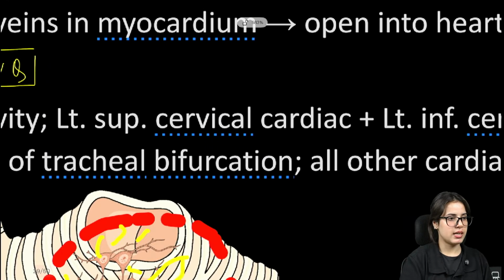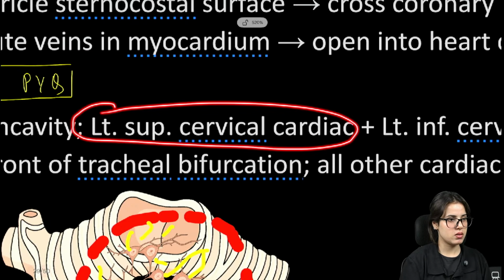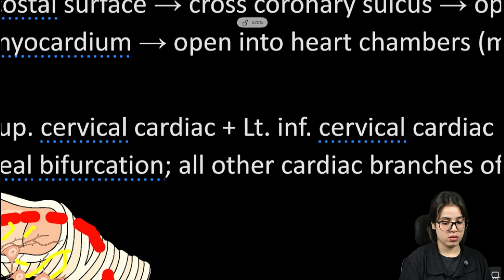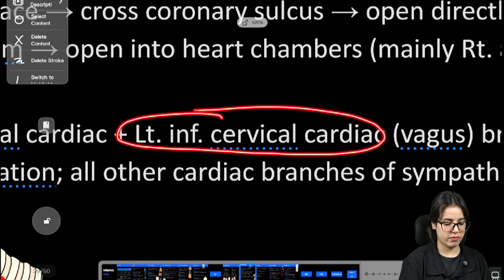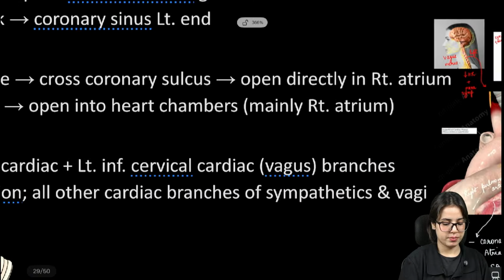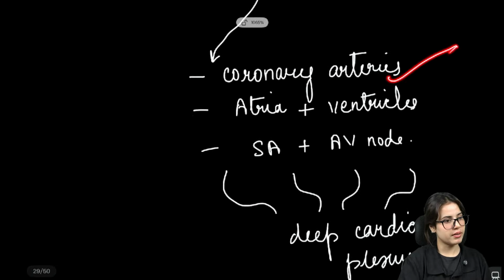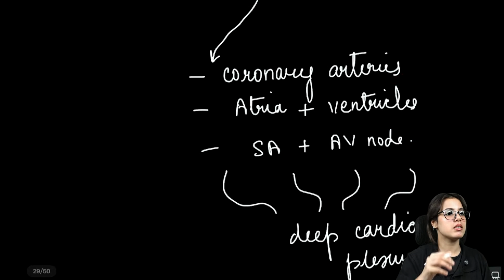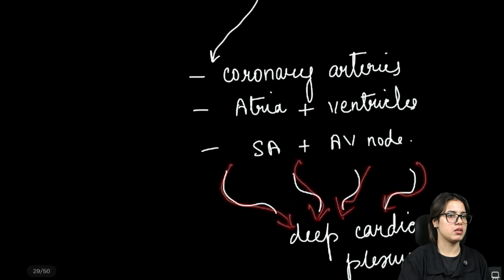So we have written exactly what's written in the diagram. Left superior cervical cardiac ganglion, and left inferior cardiac branch of the vagus nerve. This provides to what? Coronary arteries, atrium and ventricle. It provides to the SA node and AV node as well as the deep cardiac plexus. It actually goes and meets the deep cardiac plexus.